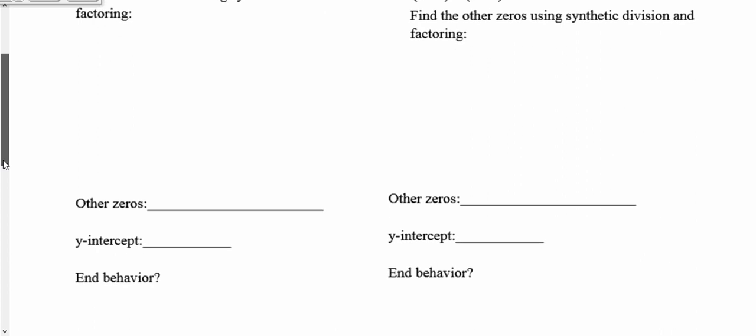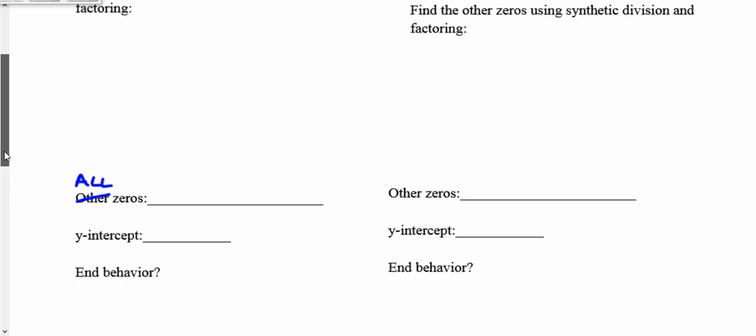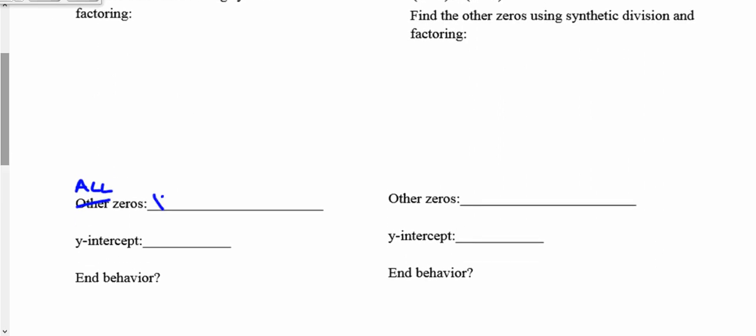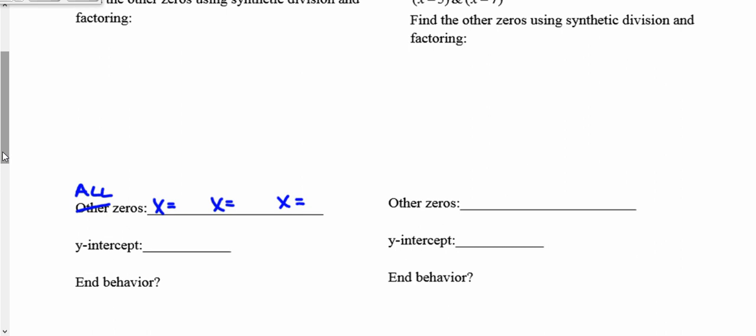So I actually want to change something that it says here. It says other zeros. I want you to change that to all zeros. And the reason I think it's helpful to write all zeros is because if you look at the original problem, it's x to the 3rd power, which means there should be 3 zeros. And it just kind of gives you a nice little checklist. Once you filled in all of those blanks, then you know you found all the zeros. So one of the zeros was actually given to you. It's -3. So I'm going to go ahead and fill that one in.